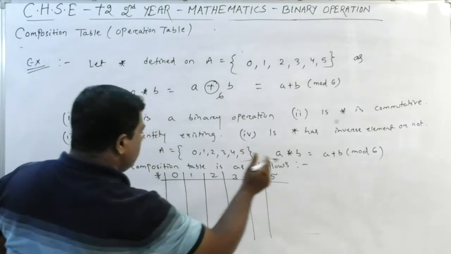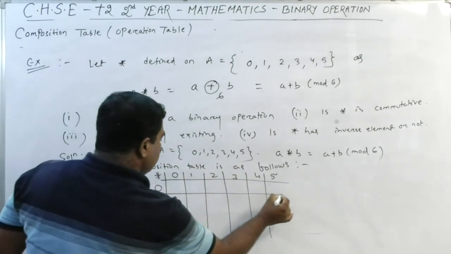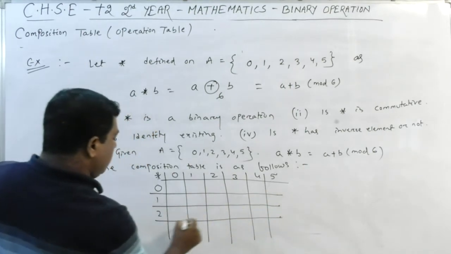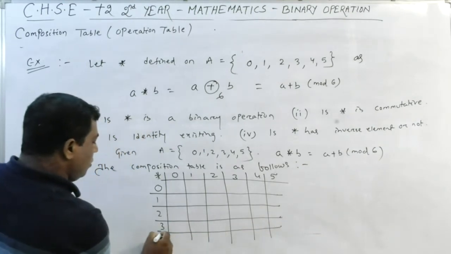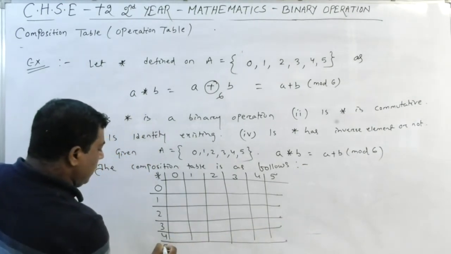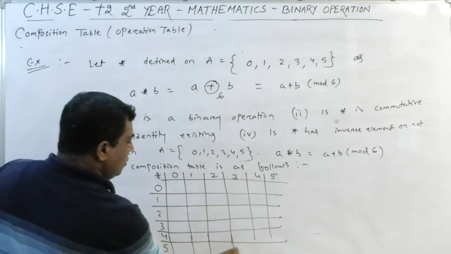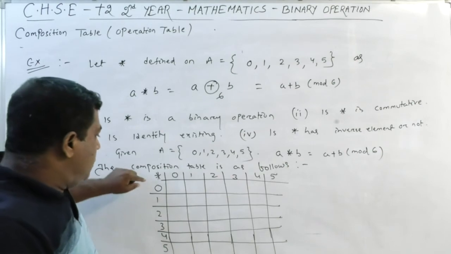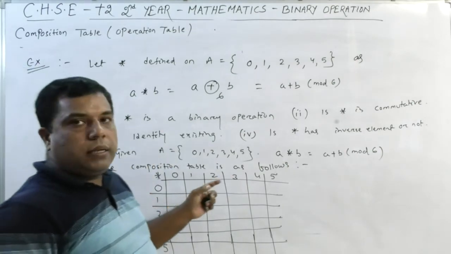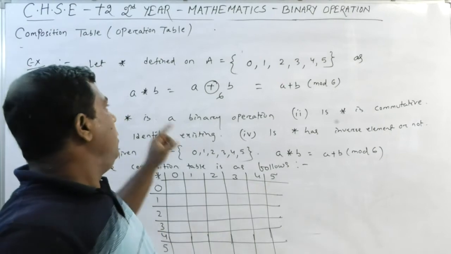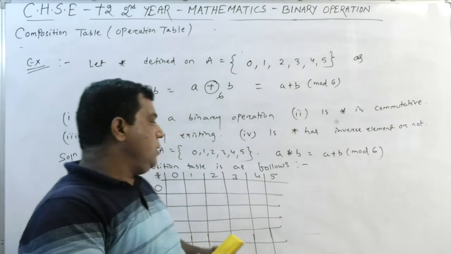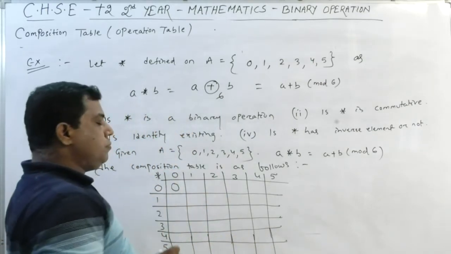Again it is 0, 1, 2, 3, 4, and 5. Yes or no? So in this way we can define the composition table. Now we have to fill these things. Now 0 is operated with 0. 0 operation 0 is what? 0 plus 0 modulo 6. And what do we obtain? We obtain the remainder as 0.